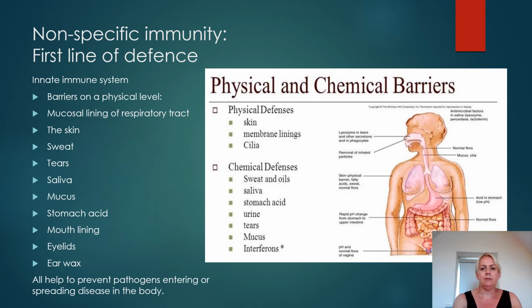Non-specific immunity is the first line of defence, so we're looking at the barriers on a physical level. The mucosal lining of the respiratory tract, the skin, the sweat, tears, saliva, mucus, stomach acid, the mouth's lining, eyelids and earwax. These all prevent the pathogens entering the body.